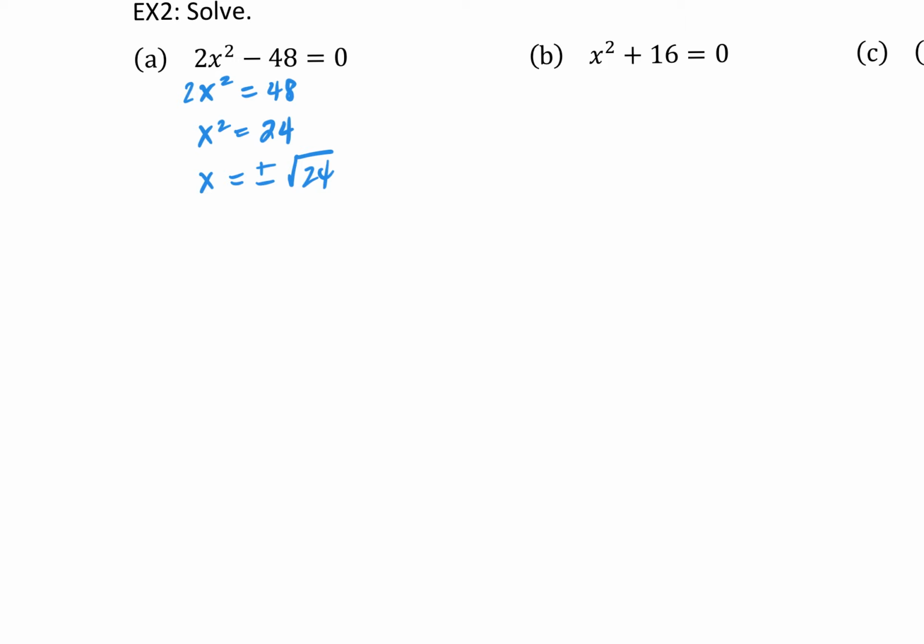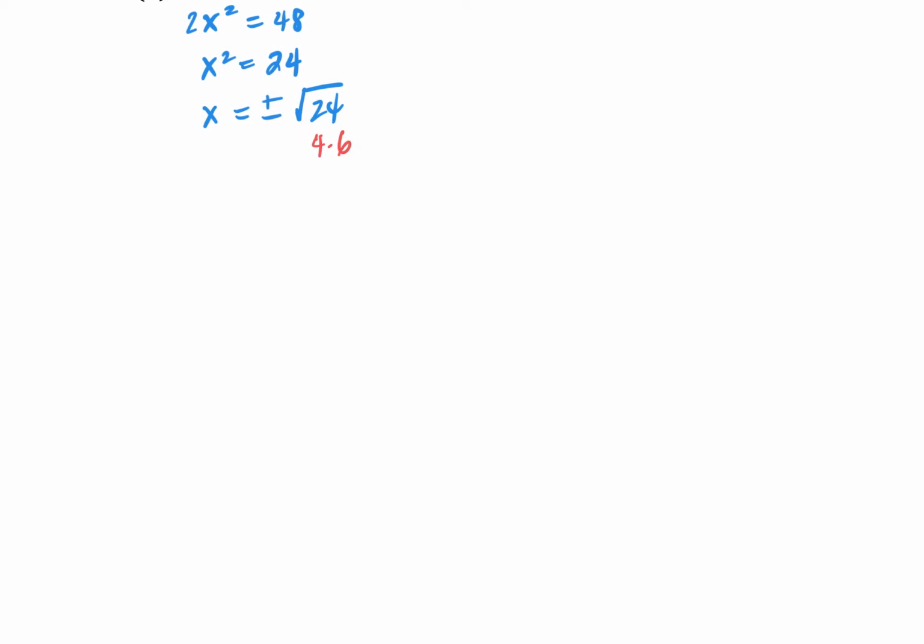And we have 2 real solutions. However, that solution is not simplified because there's a perfect square underneath the square root. 24 is 4 times 6. 4 is a perfect square. So the solution should be x equal to plus or minus 2 square root of 6.